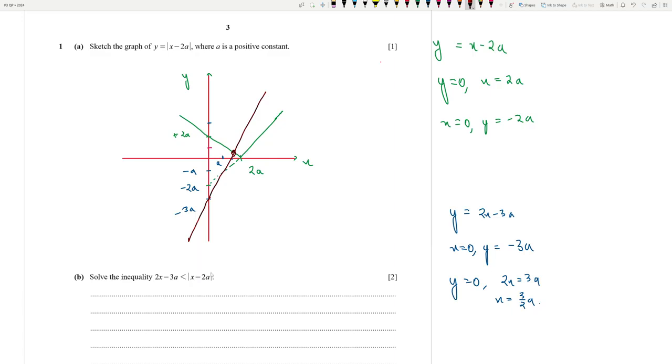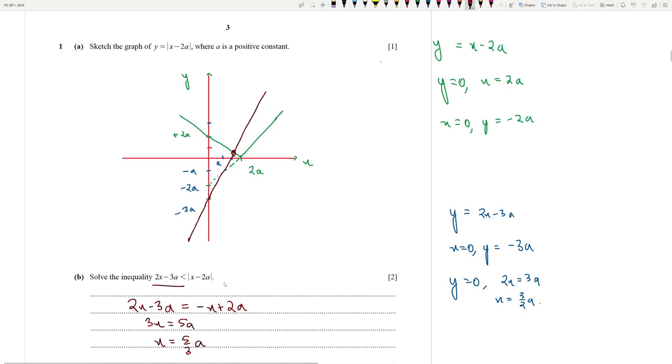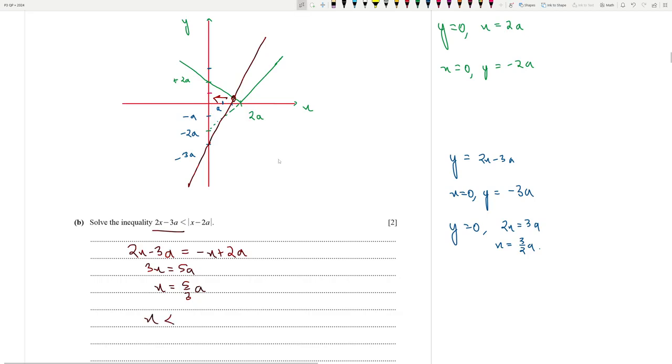So you can write 2x minus 3a is equal to the modulus, which is minus x plus 2a. So we get 3x is equal to 5a, or x equals 5 by 3 a. That is the answer. So now the inequality. I want this line to be less than the modulus graph. If you go to the left hand side of this point, then the line is below the modulus line. So it should be x is less than 5 by 3 a. That's the logic. And if they wanted this greater than, then it would be to the right, so x would be greater than 5 by 3 a then.